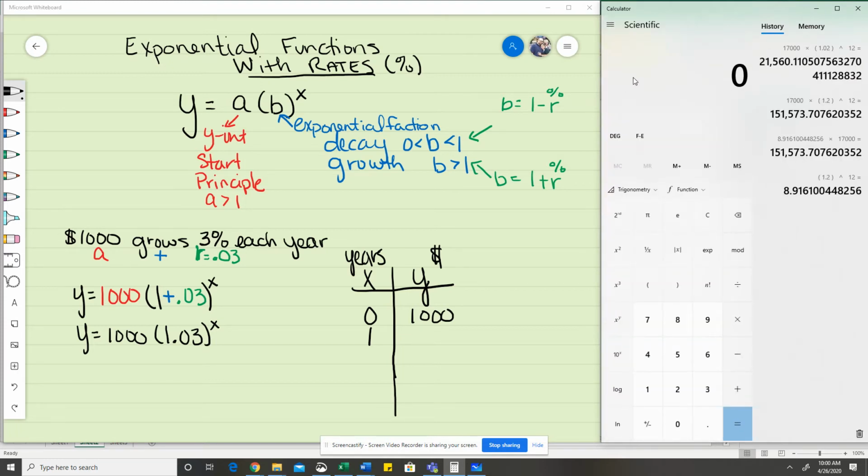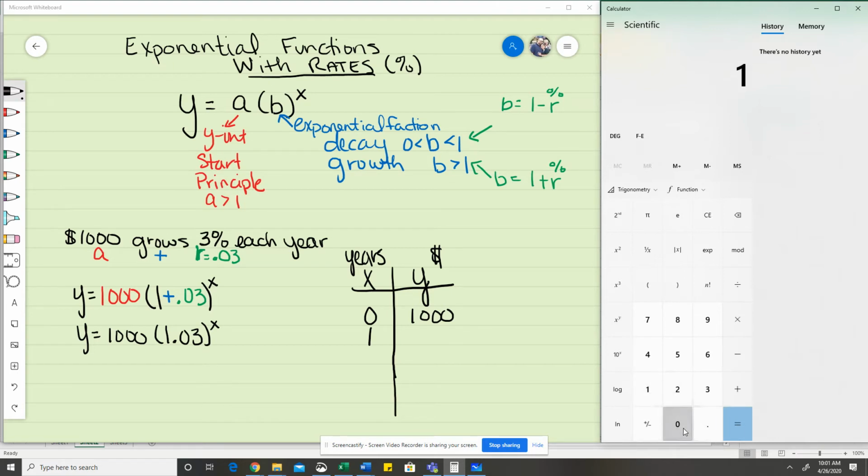And you want to do that because this option right here where it says x to the y power is going to let you do your exponential functions. You can see over on the side here where I've been working some exponential functions, and we're going to just clear those out. Okay. So I'm going to put in my 1,000 times 1.03, and I'm going to do this x to the y power, so to the first power.